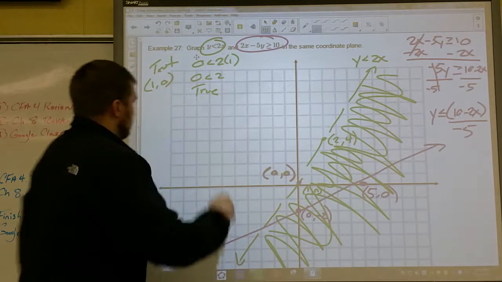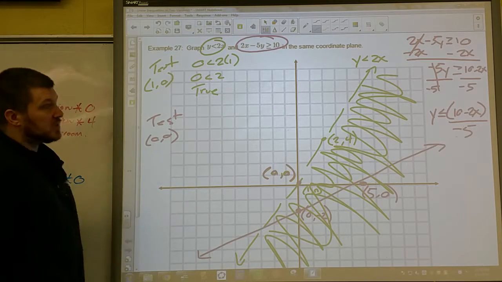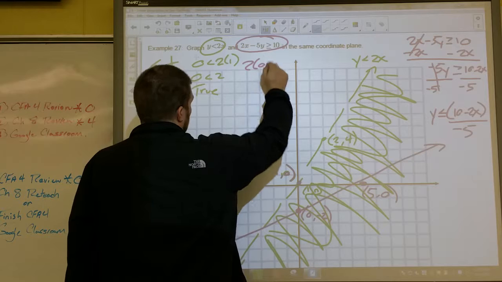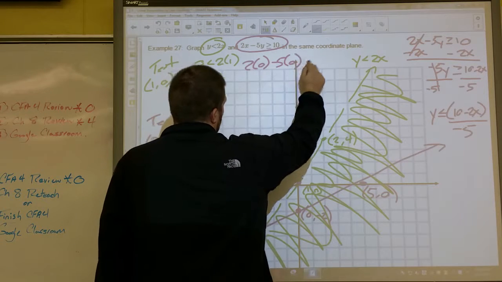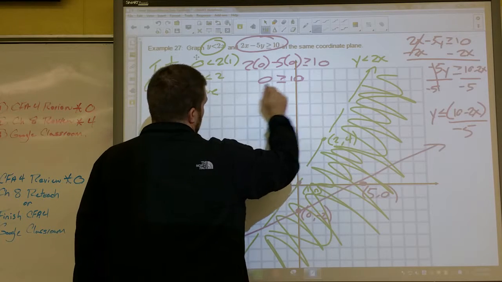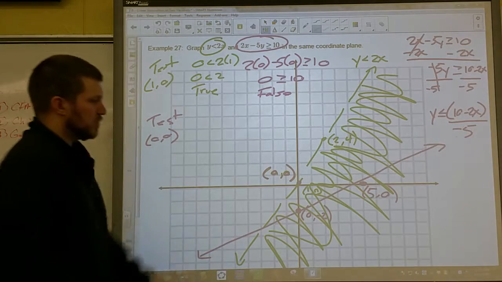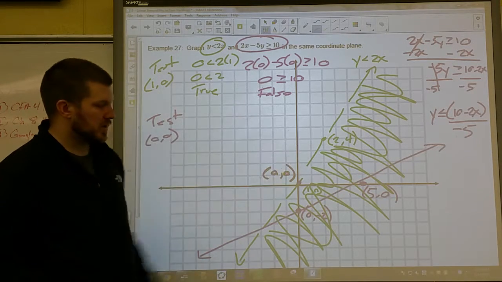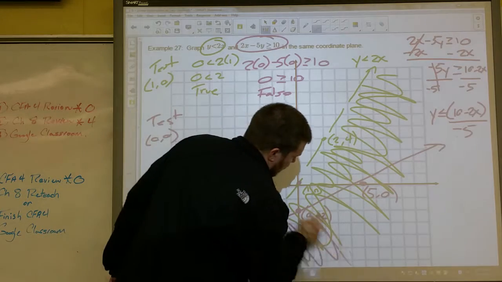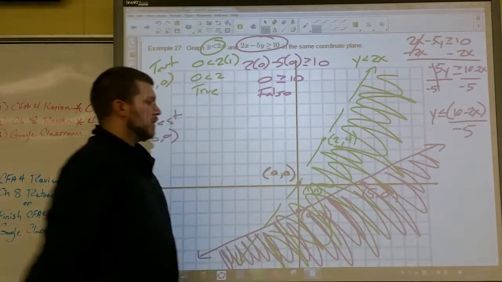So I can test it. Everywhere I see an x, I'm going to put in a 0. Everywhere I see a y, I'm going to put in a 0. So I have 2 times 0 minus 5 times 0 is greater than or equal to 10. We have 0 greater than or equal to 10, which is false. 0, 0 lives on this side of the boundary line, so since it's false, we do not shade on that side, so we shade on the opposite side. That means everything on this side of the boundary line is a solution of the purple inequality.